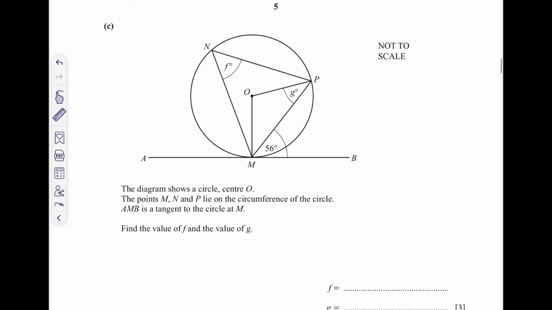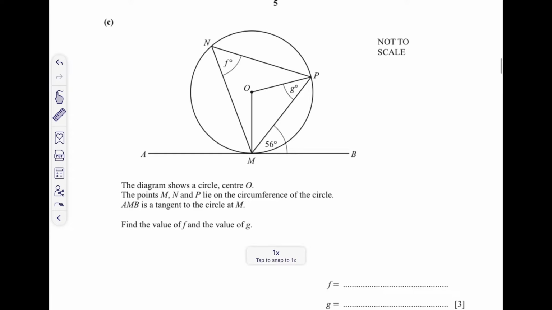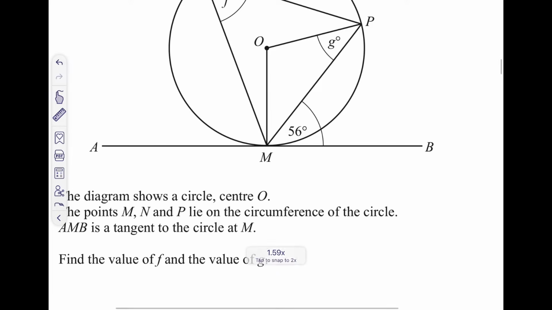The diagram shows a circle with center O. The points M and P lie on the circumference of the circle, and AB is a tangent to the circle at M. Find the value of F and find the value of G. Now, when it says that AB is a tangent to the circle, that means this angle is 90 degrees. The angle OMB or OMA is 90 degrees.